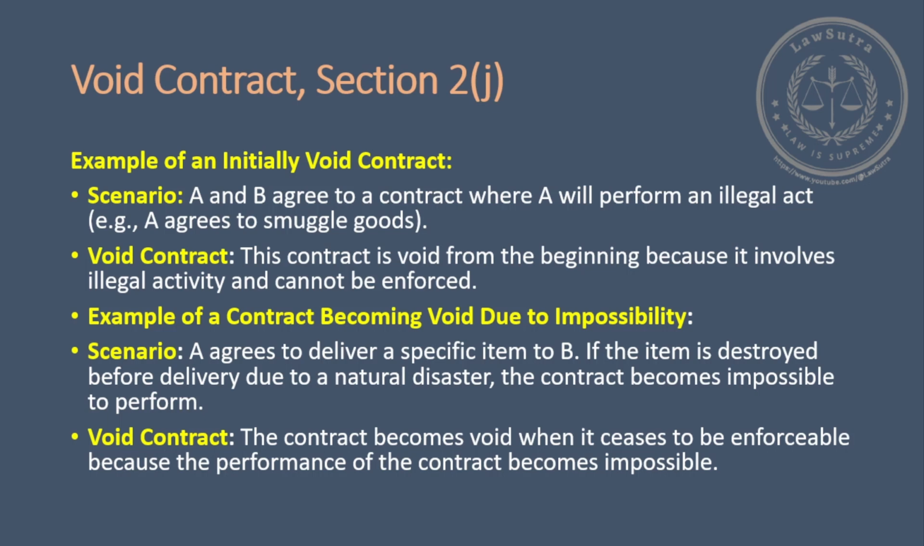Next one, example of a contract becoming void due to impossibility. A agrees to deliver a specific item to B. If the item is destroyed before the delivery due to a natural disaster, the contract becomes impossible to perform. The contract becomes void when it ceases to be enforceable because the performance of the contract becomes impossible.